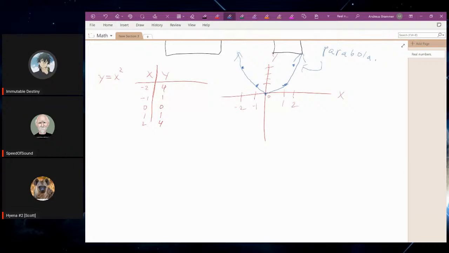Right. So curiously enough, one interesting fact is that real numbers have a property that if a and b are real numbers, then a squared can never equal negative b squared. And what does that mean?